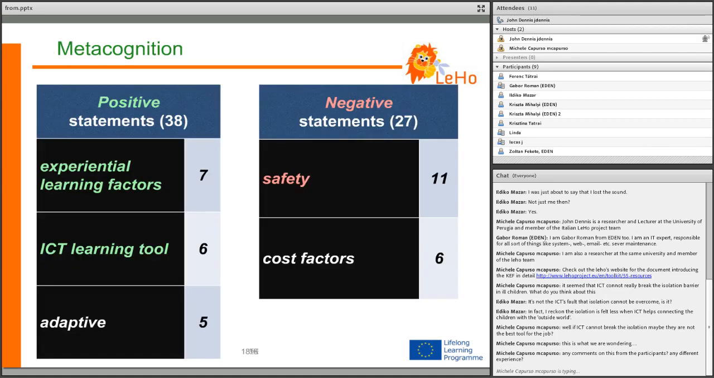Moving on to metacognition. Now, again, metacognition is thinking about your thinking processes. The statements that were positive, the one that was most frequent was experiential learning factors. And for the negative, it was safety. Let's talk about that for a second.